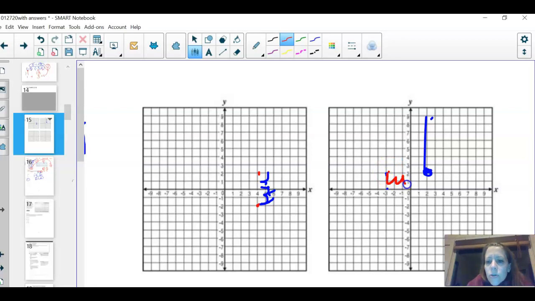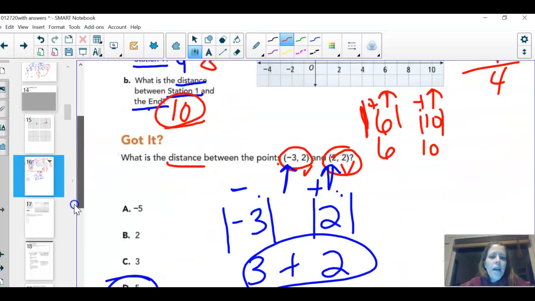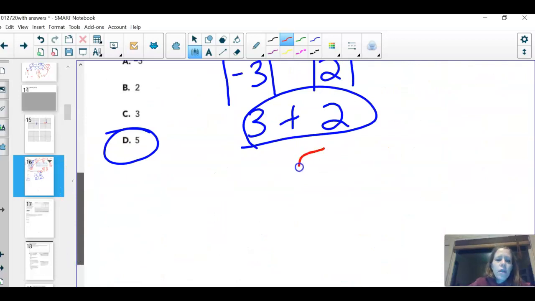1, 2, 3, 4, 5. Yo voy a contar 1, 2, 3, 4, 5. 5 veces. So 5 times. So my answer is 5. Okay? What do you think? Did you get it right?